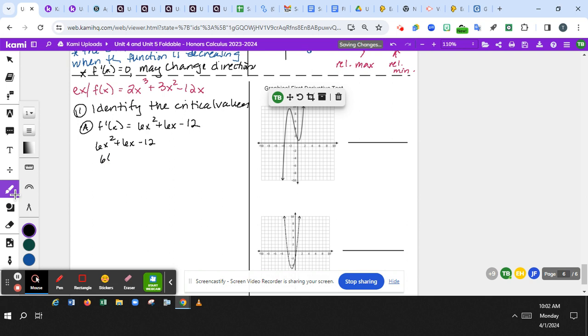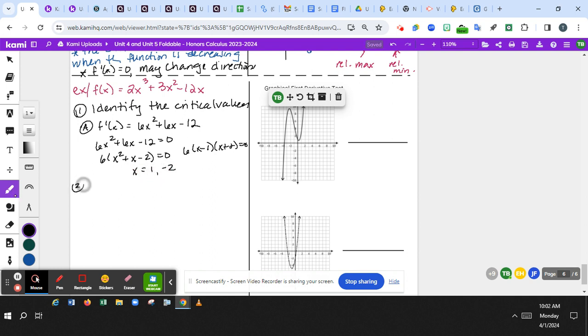I can factor a 6 out of this, which is going to make it a lot prettier. So x squared plus x minus 2 equals 0. Factor however you would like to factor, and you end up with x minus 1, not plus 1, that was silly, and x plus 2, which gets me critical values of 1 and negative 2.